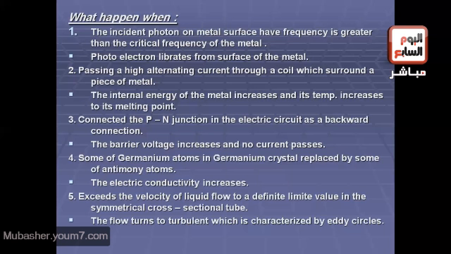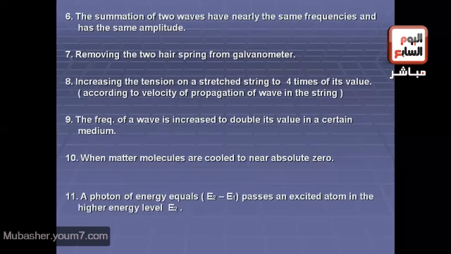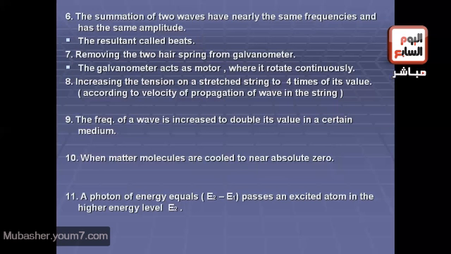That's right. Number 6, the summation of two waves that have nearly the same frequencies and the same amplitude will produce beats. Yes, that's right. Number 7, removing the two hair springs from a galvanometer. This is an important question, because if we do that, it will transform into a motor. Very good. And this motor will rotate continuously.